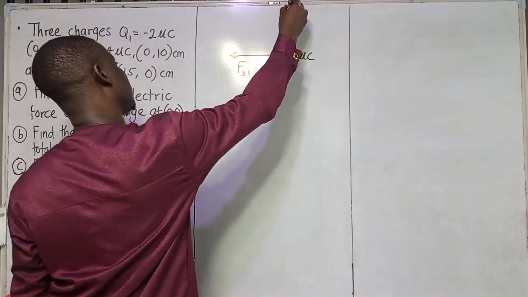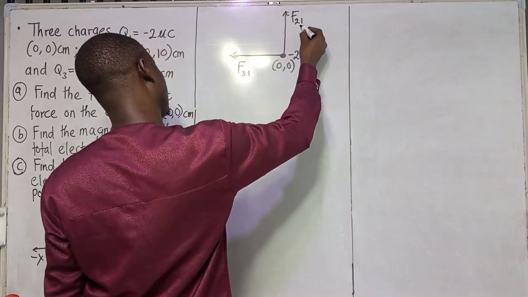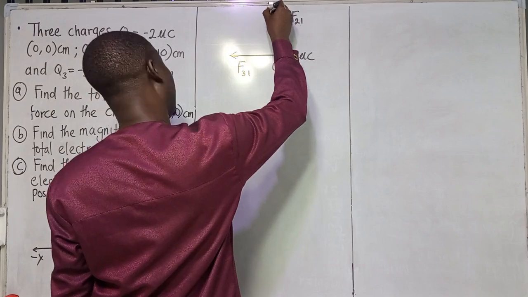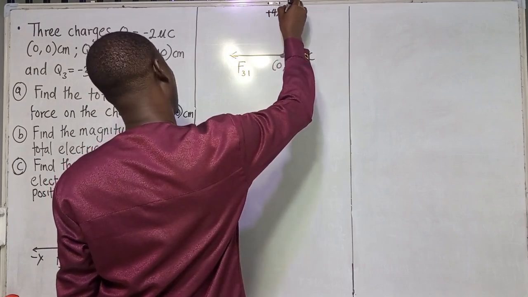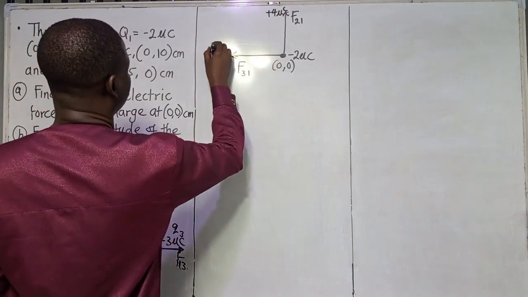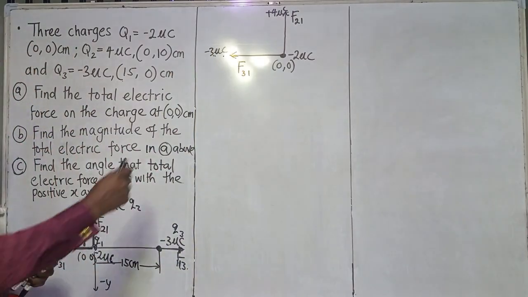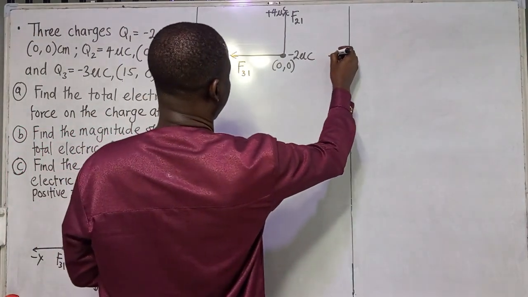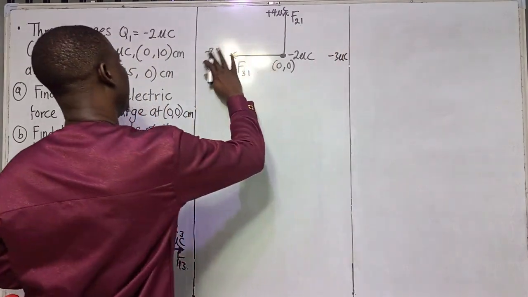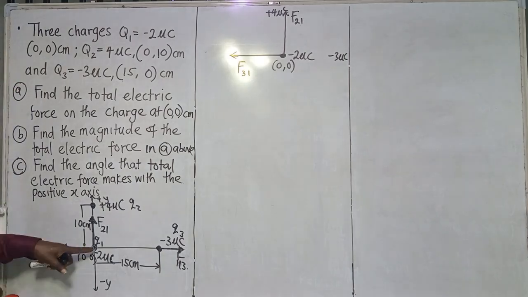The one that is caused by the one that caused this force, this 2 1 is what? Charge what? Plus 4 microcoulomb. The one that caused this one is what? Charge what? Minus 3 microcoulomb. That's the one that caused that one that was here before. So now we know what is happening at the charge placed at the origin.